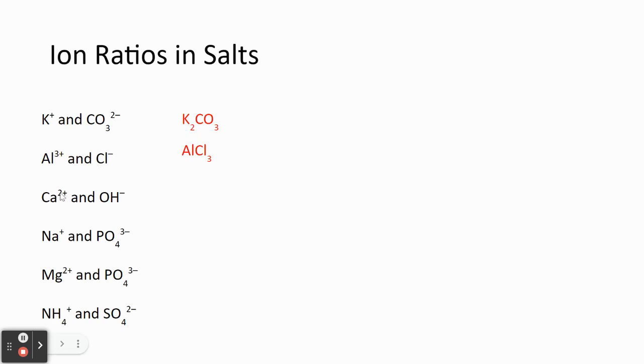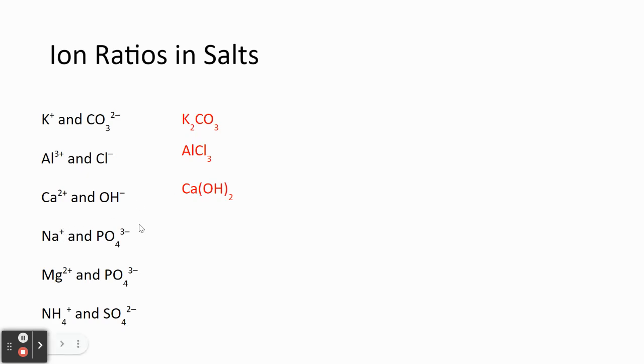Calcium hydroxide, we've got a +2, which would drop down here, and a -1, which would drop down here, and our formula would be CaOH2, but we want to put parentheses around the OH to show that there are 2 hydroxide ions for every 1 calcium ion.